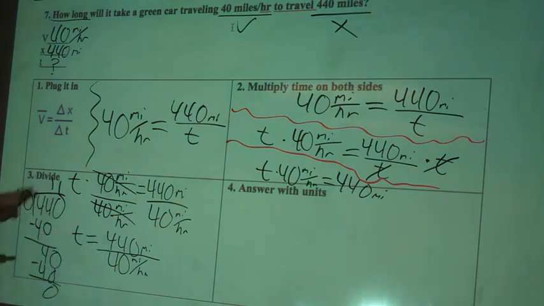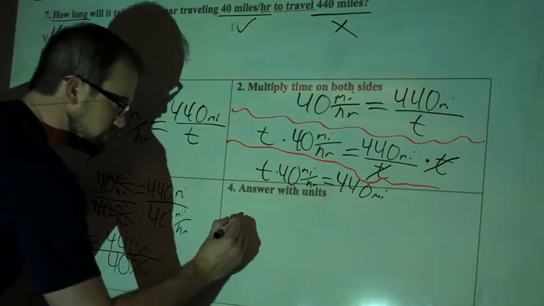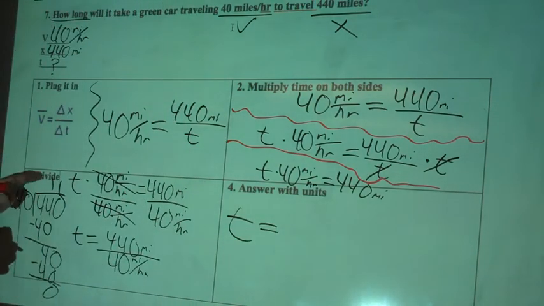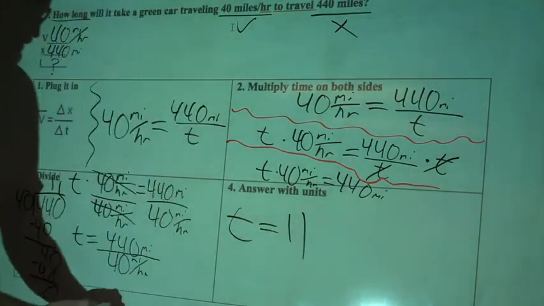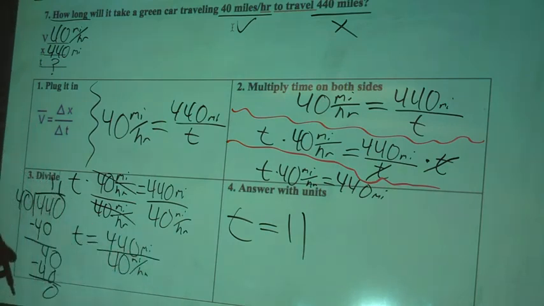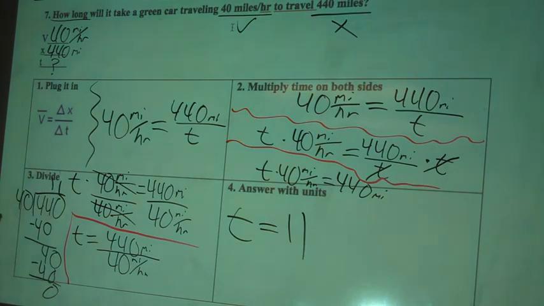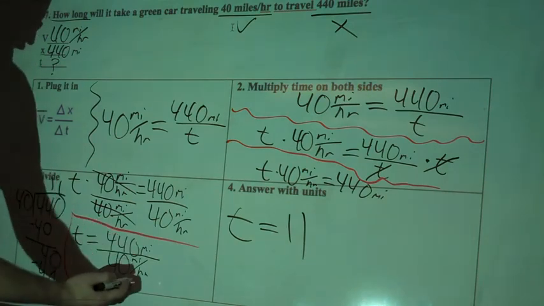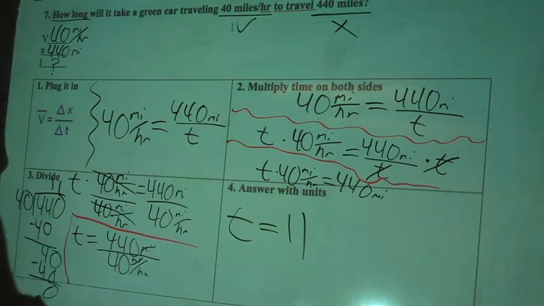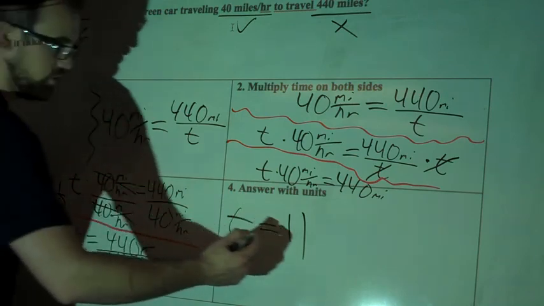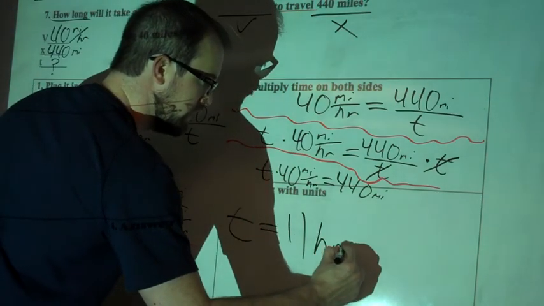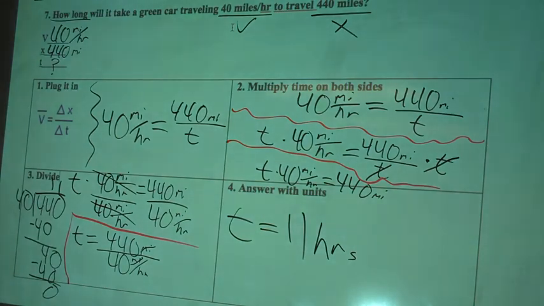This is a disaster over here. That's why we have this nice clean spot over here to write our final answer. So time equals 11, simplified from 440 divided by 40. And we had miles on the top and miles per hour on the bottom. These miles are going to cancel out. So all we're left with is hours, and that's good because we're looking for a time. So my final answer will be 11 hours. So the green car is going to take a long time. And that's it.